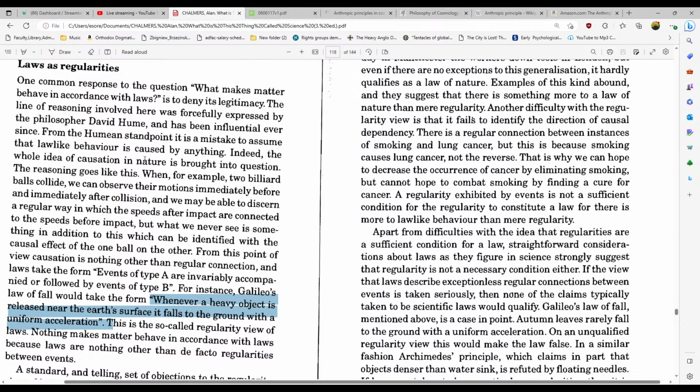So all of that is to say that that's a way to respond to the original question, what makes matter behave in accordance with the laws? If your response was just to deny the legitimacy, you would say nothing makes. To make something is a cause. And what did David Hume show? You can't ever get to causality. Nothing makes matter behave in accordance with the laws because laws are nothing other than de facto regularities between events. Dang. Just wrecked your worldview, bruh. What do you think about that?